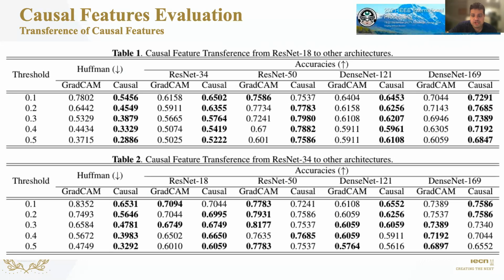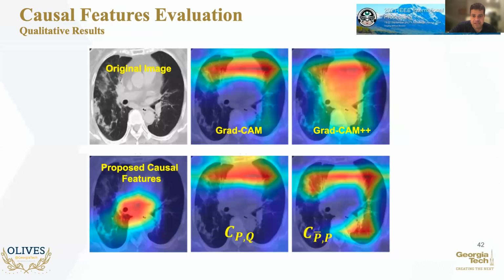In table 2, we show results when the base network is ResNet 34. The same phenomenon occurs here as well. These 2 evaluation metrics show the importance of causal features for a network's primary task, which is recognition. We also show qualitative results for each of the Venn diagram features from before. Specifically, we show the universal feature set PQ, the causal resolution set P-bar P, and the proposed causal features from the original CT scan image. Note that the explanations themselves are normalized before being displayed here.